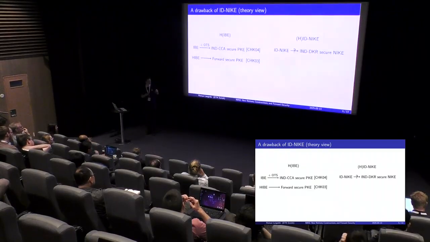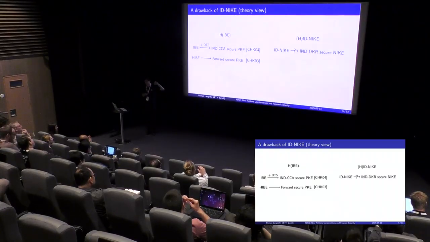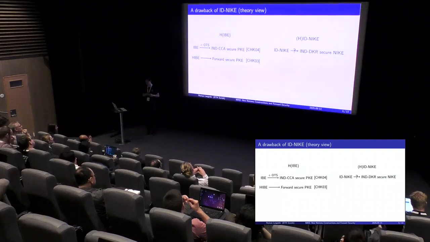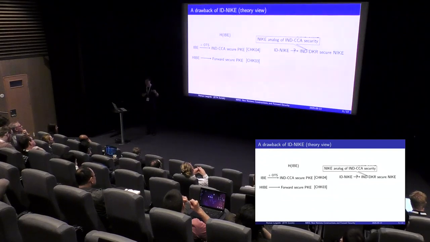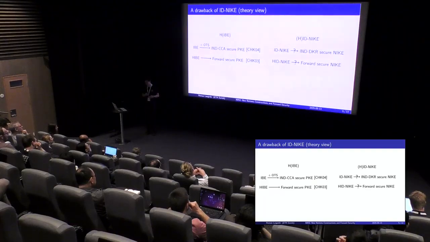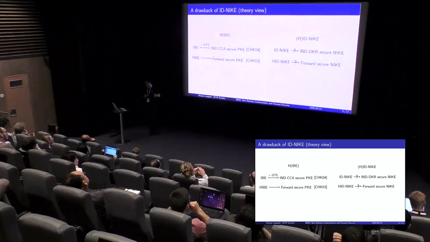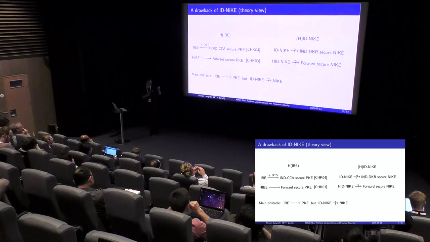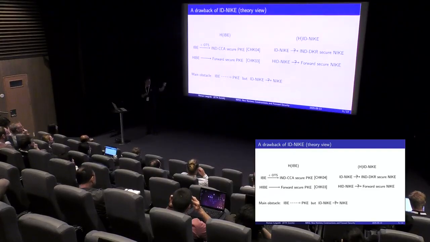However, we currently don't know if identity-based Nike implies dishonest key registration secure Nike, where dishonest key registration security is basically the Nike analog of CCA security. So this would be an analogous result, but we don't know if that holds. Likewise, we don't know if hierarchical identity-based Nike can be used to build forward secure Nike. And the technical problem that appears here is maybe surprising: identity-based encryption trivially implies public key encryption, but currently we don't even know if identity-based Nike implies normal public key Nike. And that's the main obstacle here.